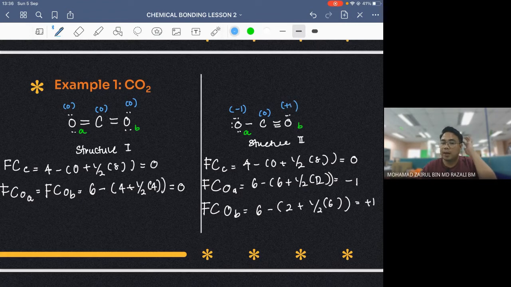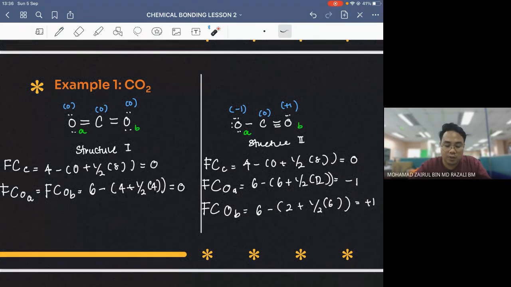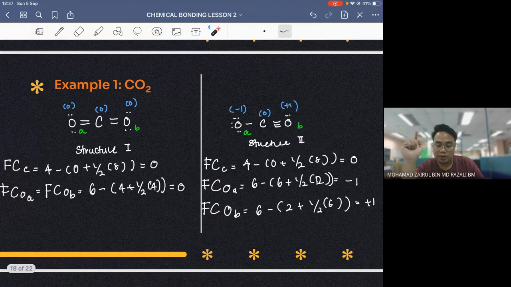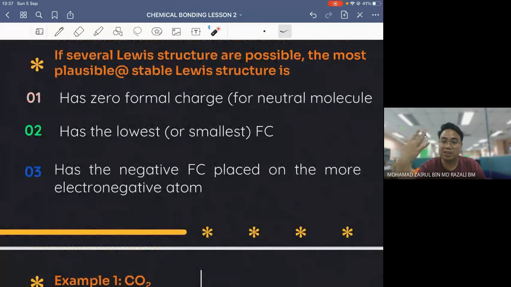So now you compare these two, the formal charge of these two Lewis structures. In structure 1, each of the atoms has a formal charge equal to 0. However, for structure 2, only carbon sahaja yang ada formal charge 0. The formal charge for oxygen A is -1 and the formal charge for oxygen B is +1. So, lagi banyak formal charge 0 dalam atom itu lagi stable. Sebab kita tengok yang ni, has 0 formal charge, that means dia mesti yang lagi plausible structure.